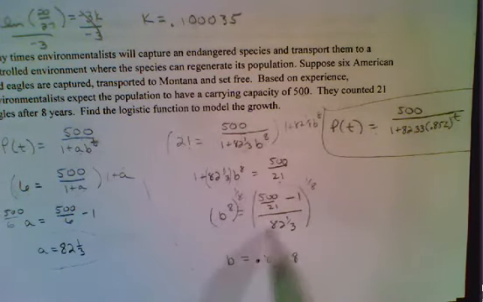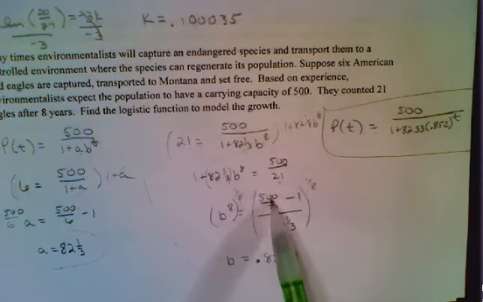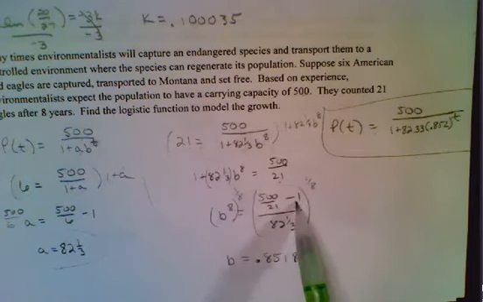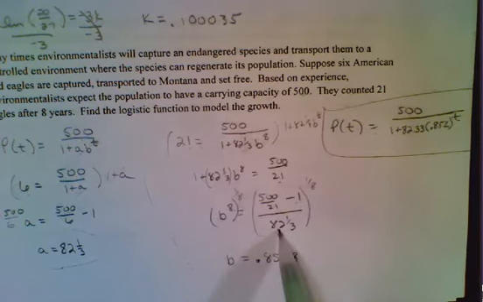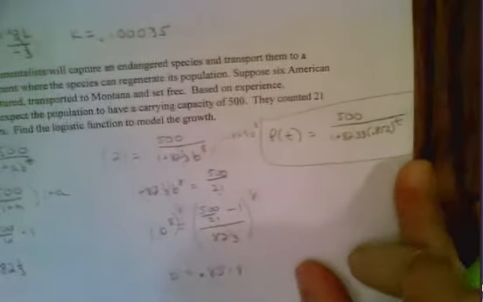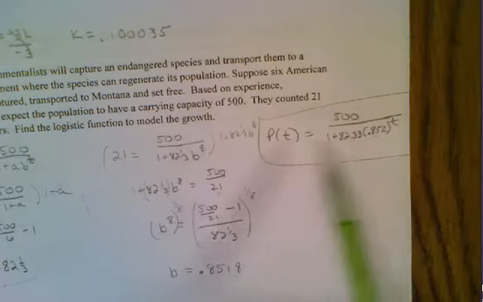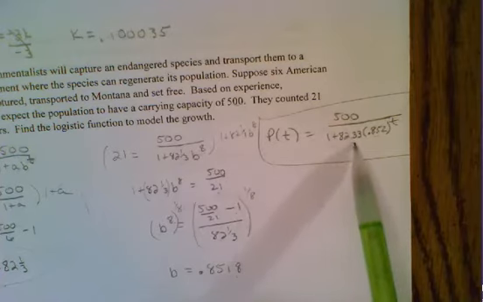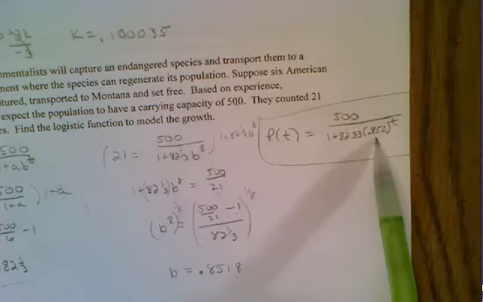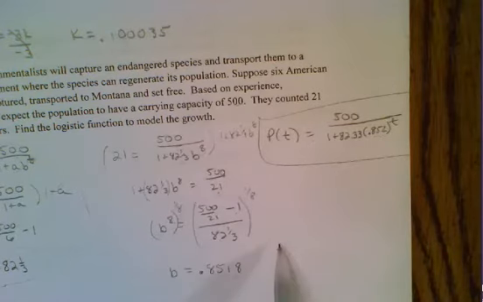So after punching all of this in my calculator, and again, just take 500 divided by 21, hit enter, subtract 1, hit enter, and then divide by 82.3333. You get 0.8518. And this one just said I don't have to really answer any more questions. I just have to write the function. So I got my C value, I found my A value, and then there's my B. So P of T equals 500 over 1 plus 82.33, I rounded that, times 0.852 raised to the T power. Okay, so that's the two that you had questions on the front, on Newton's cooling law and on logistics.